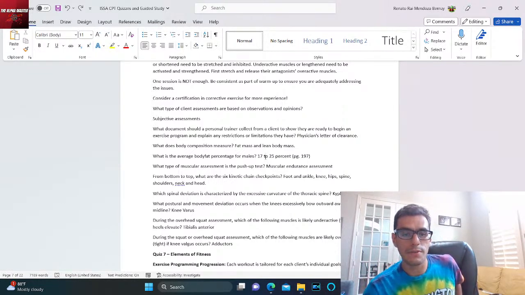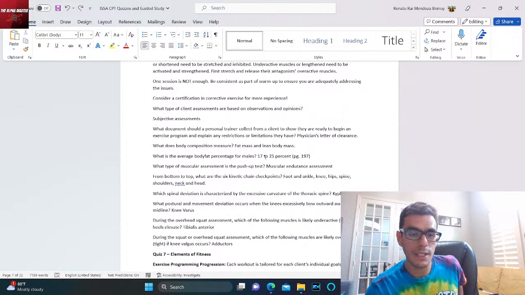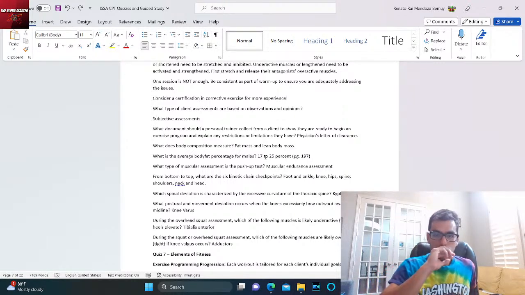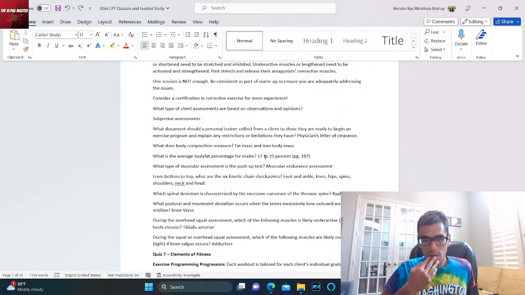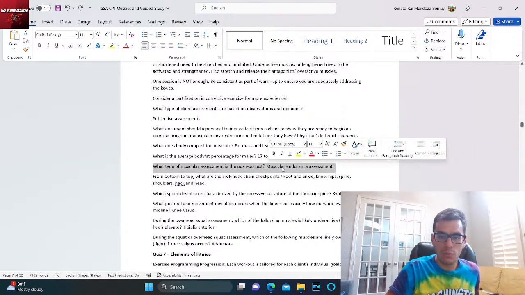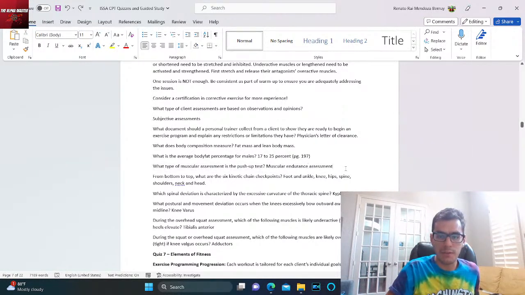What is the average body fat percentage for males? The average body fat percentage for males is 17 to 25%. What type of muscular assessment is the push-up test? It's going to be the muscular endurance assessment.